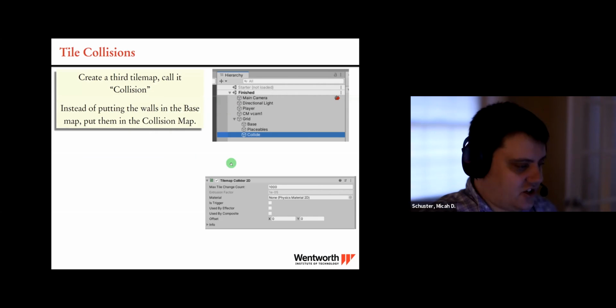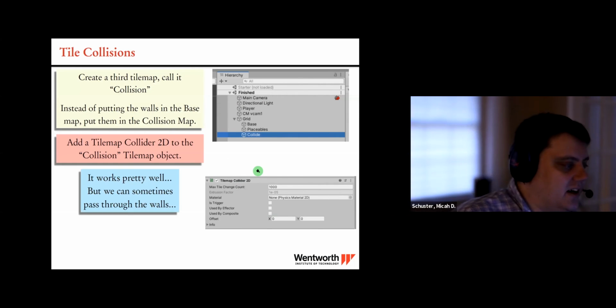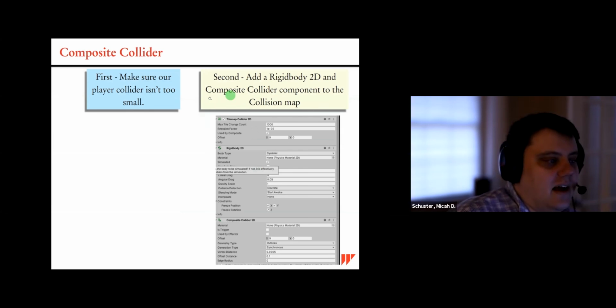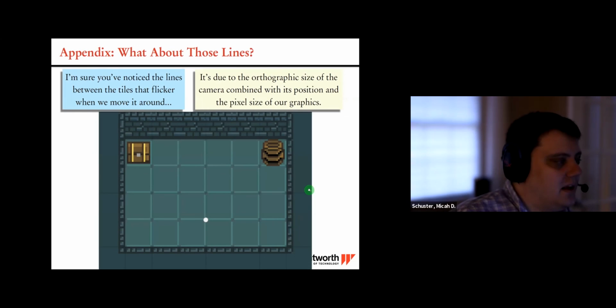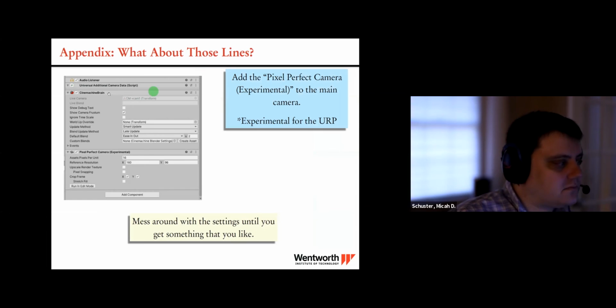And then the collision, we made sure to add a Tilemap Collider, and then later we add the composite collider and make sure that we can mess around with the rigid body and stuff. We don't want gravity on the rigid body, or we can set the body type to static, like I said. And then we got rid of the lines around here with the pixel perfect camera.